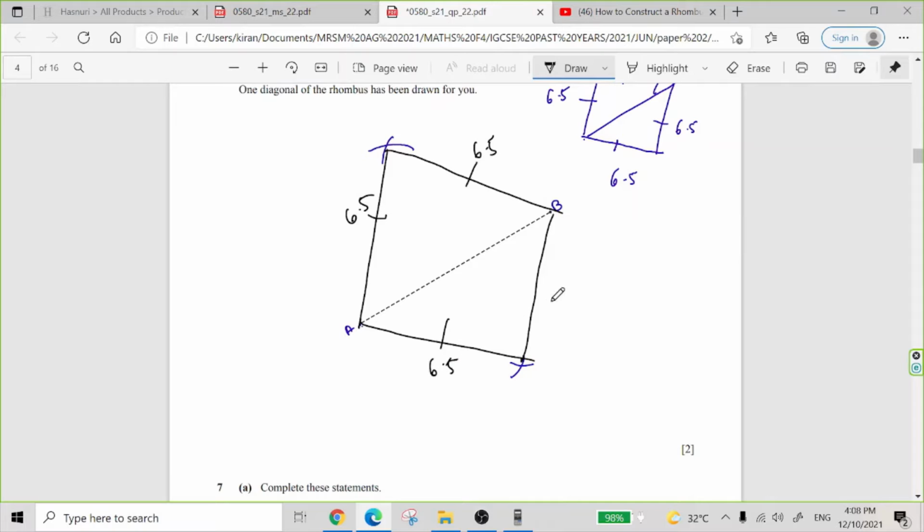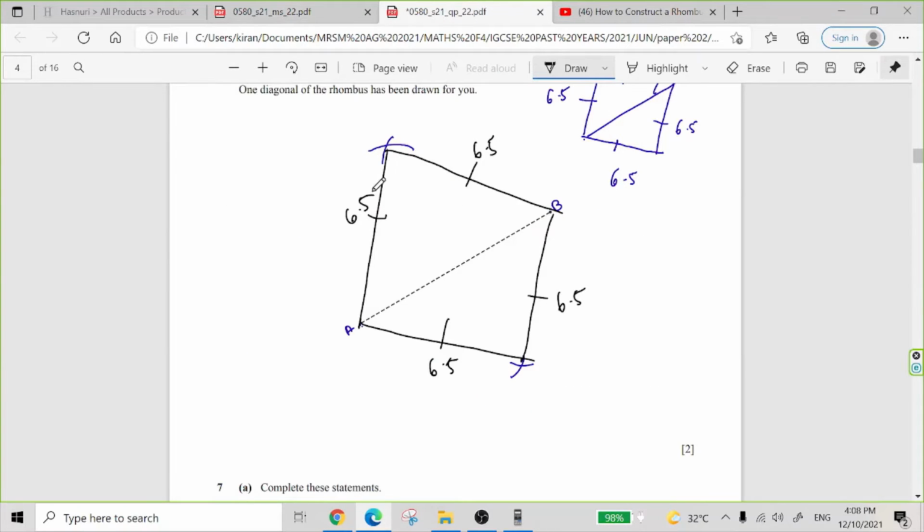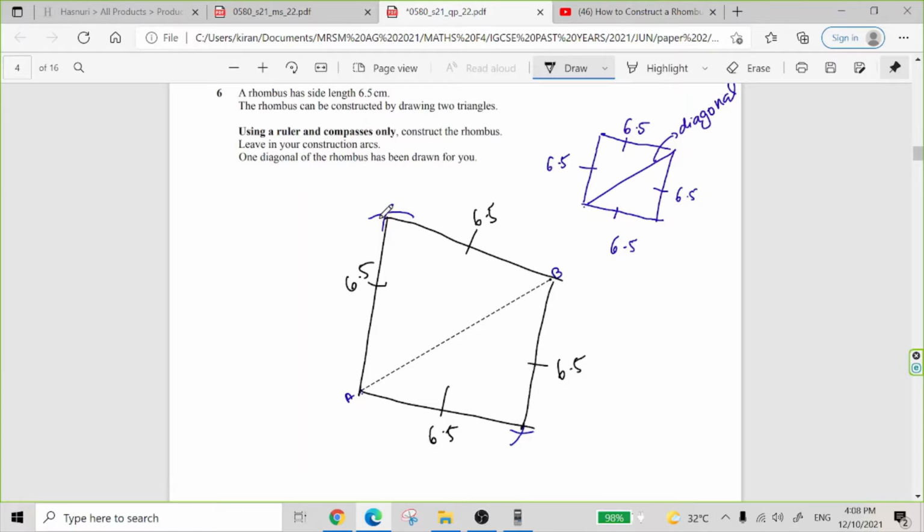Okay, kalau kat sini we can see ini adalah 2 markah. So macam mana kita dapat 2 marks here? Okay, accurate construction of rhombus with side 6.5 cm and correct construction arc. So untuk arc ni, dia cakap kat sini, leave in your construction arcs. So arc ni maknanya lukisan yang awak lukis untuk awak ukur tu, kena tinggal, jangan padam. Okay, don't erase it. Itu ialah sebagai bukti as your method. Okay, itu method awak lah.